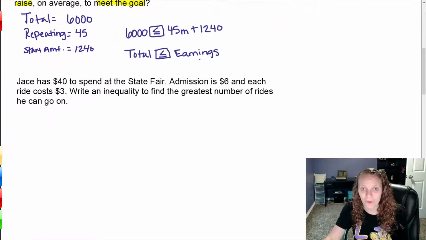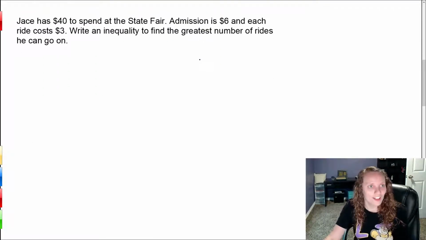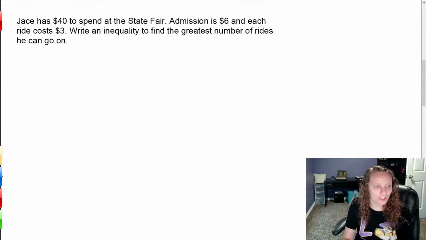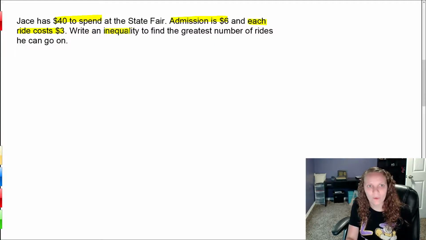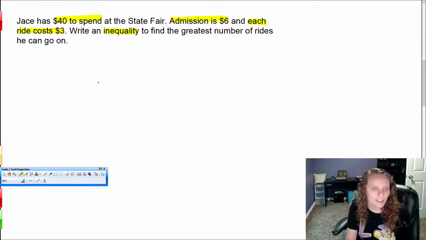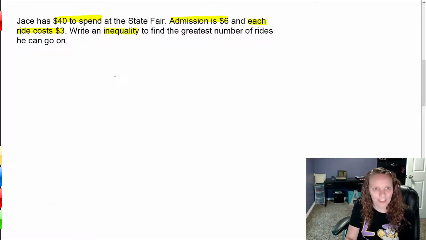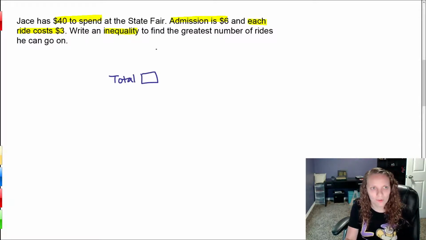Let's try one more for practice together. Jace has $40 to spend at the state fair. Admission is $6 and each ride costs $3. Keyword, each ride is $3. Write an inequality to find the greatest number of rides he can go on. Okay, so he has a total amount of money. Inequality symbol. He's going to start writing some rides.